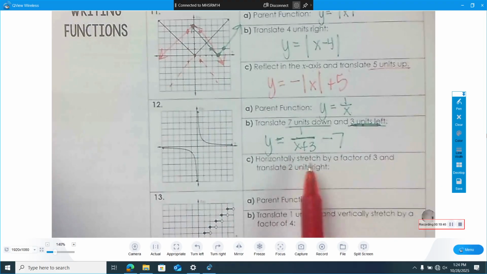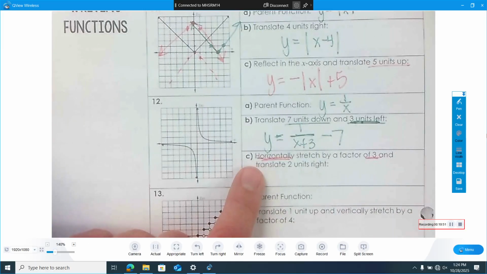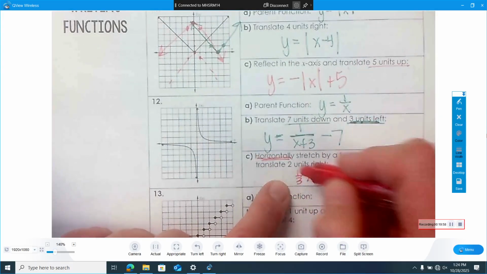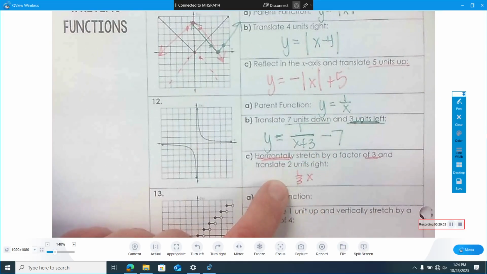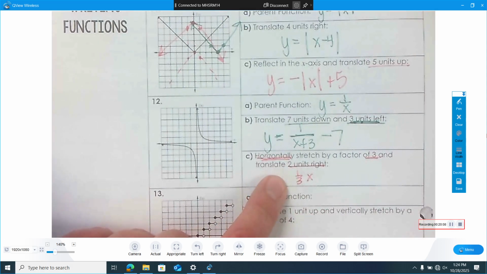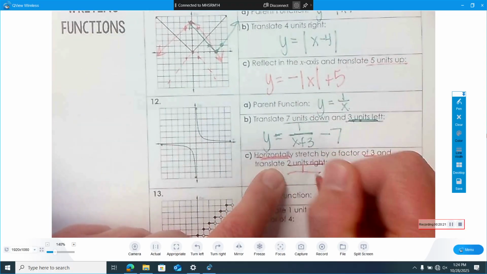All right, so this one, we want a horizontal stretch by 3. 1/3. Very good, sir. So 1/3, we need a 1/3 with our x there. And it's going right 2 units. That also needs to be with the x. So left and right goes with the x as well. So, should we do, I'm sorry, this is looking weird. I forgot my 1 over. All right, there we go.